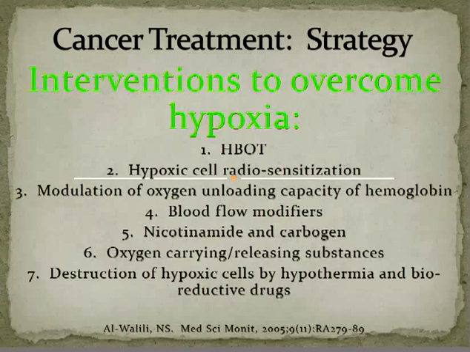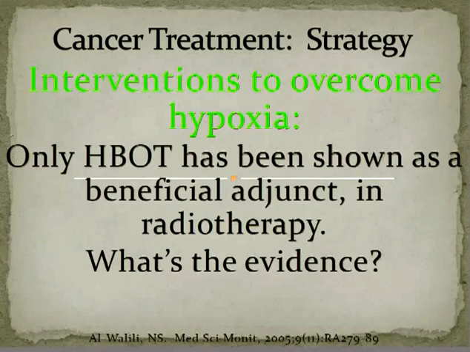Oxygen-carrying and releasing substances have been tried. Perfluorocarbons are one of those that were tried years ago and just haven't been completely developed and applied correctly. Destruction of hypoxic cells by hypothermia and bioreactive drugs, but as it turns out, only HBOT has been shown as a beneficial adjunct in radiotherapy, particularly. And what's the evidence for this?